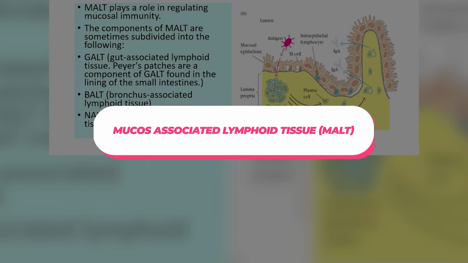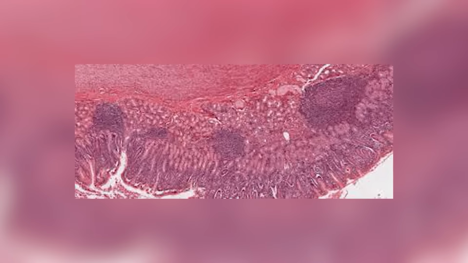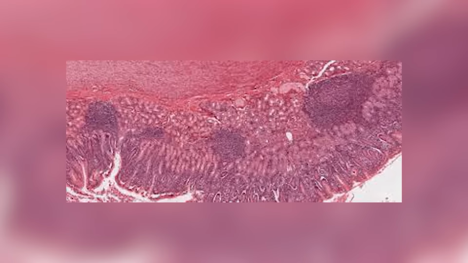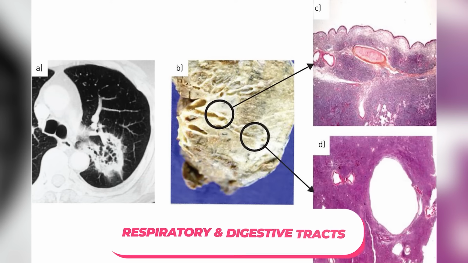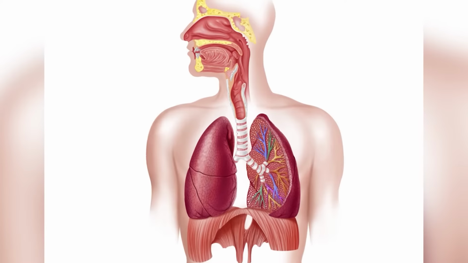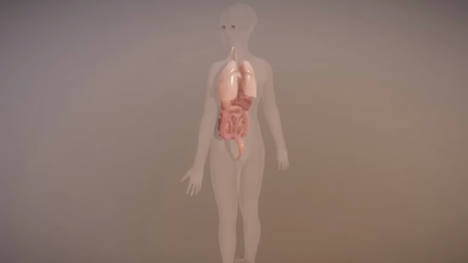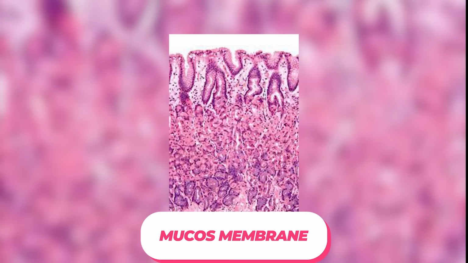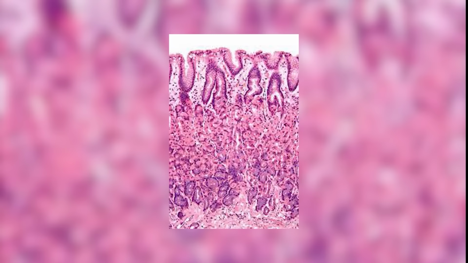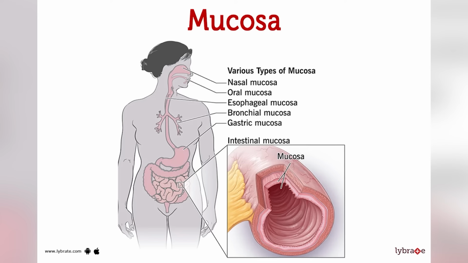Mucosa-associated lymphoid tissue, MALT. MALT are small clusters of lymphoid tissue found in various mucous membranes throughout the body, such as the respiratory and digestive tracts, which also help to protect against inhaled and ingested foreign substances. MALT are an important part of the immune system. They are found in the mucous membrane, which lines the body's internal cavities and surfaces that communicate with the environment, such as the respiratory and digestive tracts.